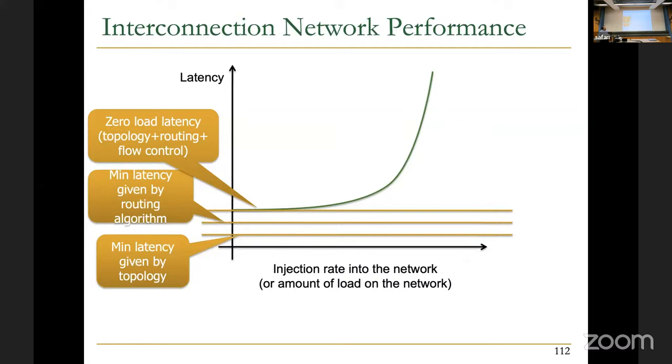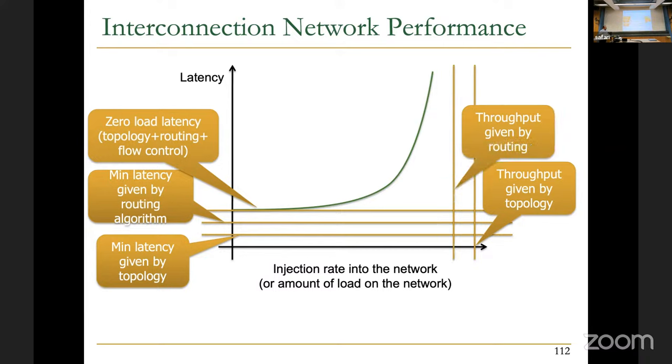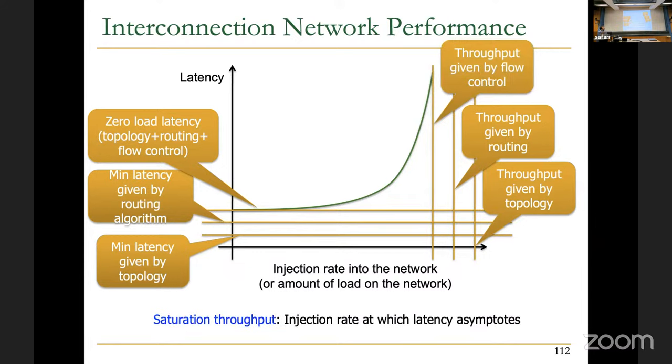But the cap of this figure is defined by throughput. This is the throughput given by topology. For each topology, we can calculate the highest bandwidth it can tolerate. But when you use a routing algorithm, you limit some of the bandwidth. For example, with a deterministic routing algorithm, you are not using the whole parallelism or bandwidth of the network effectively, so you are limiting some bandwidth. So this is the throughput given by routing, and this is the throughput given by flow control. In the end, this is the saturation throughput, the injection rate at which latency asymptotes.